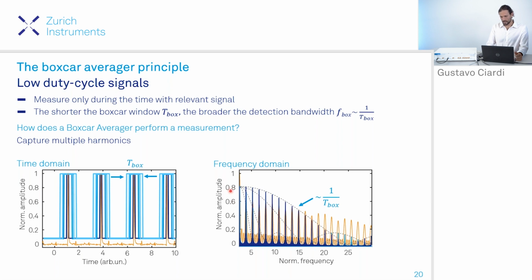As you can see here on the right, the detection bandwidth of our boxcar averager extends as 1 over the width in the time domain of the boxcar window, so it is inversely proportional. So this is how the boxcar averager works, and why in certain situations it makes sense to use such a tool, when the information of our signal is spread across multiple harmonics in the frequency domain.